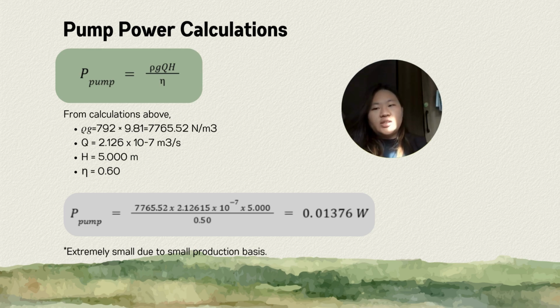As for the pump power calculation, the calculated pump power requirement was 0.0138 watts, very small due to the low production basis, but the design approach can be easily scaled up for industrial operation.